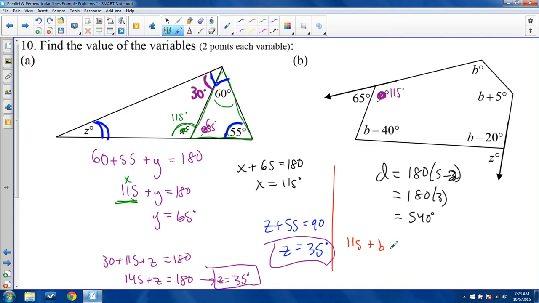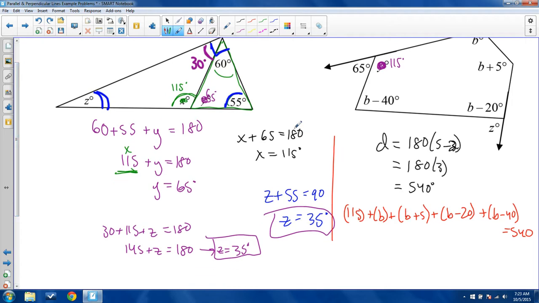115, b, plus 5, b minus 20, and b minus 40, I'm getting 540 degrees. So let's solve for b now, and then we can solve for z. There are 1, 2, 3, 4 b's here. 115 plus 5 is 120, minus 20 is 100, minus 40 is 60. That equals 540. Subtract 60, 4b equals 480. Divide by 4, b equals 120.